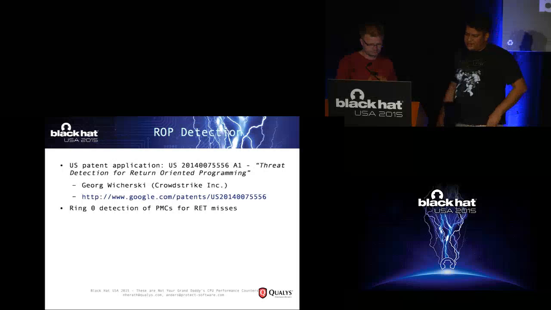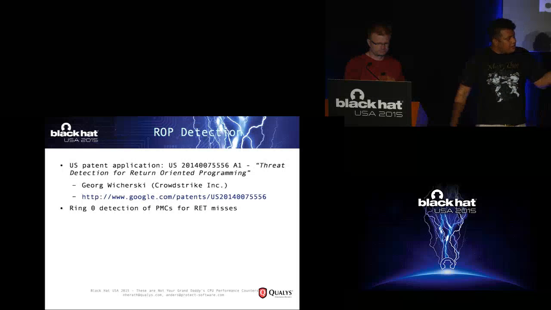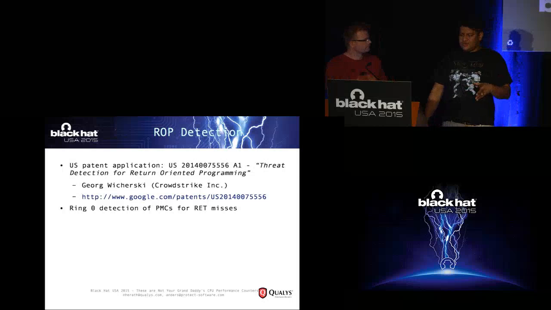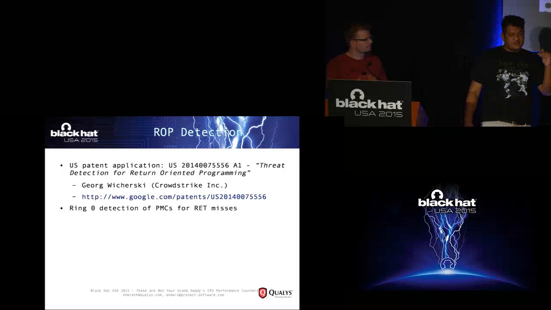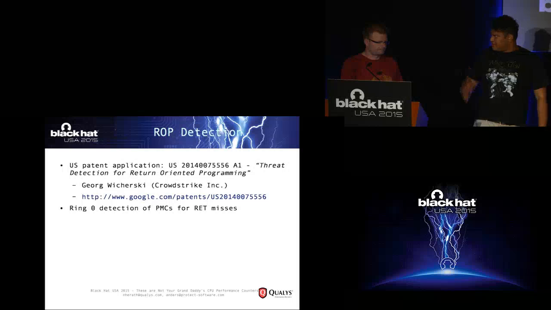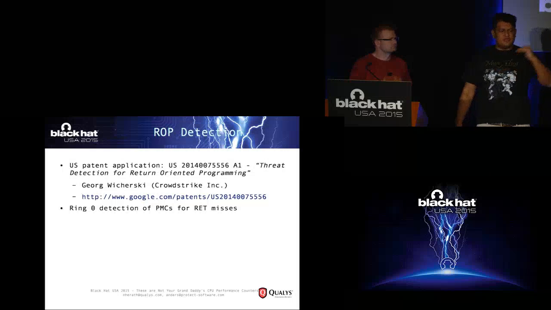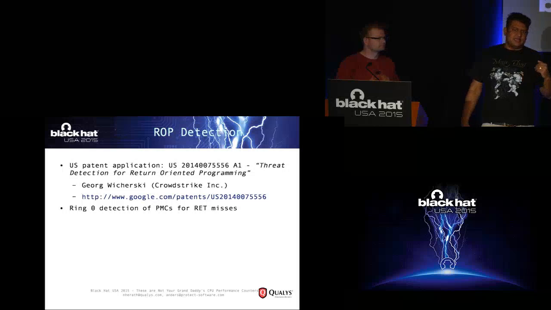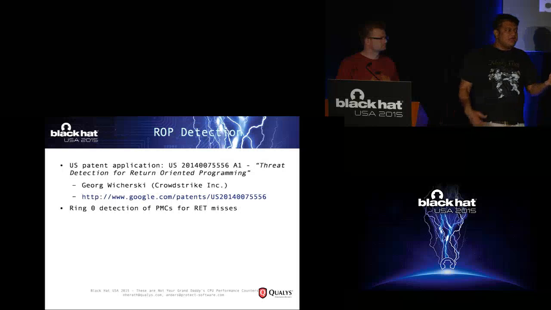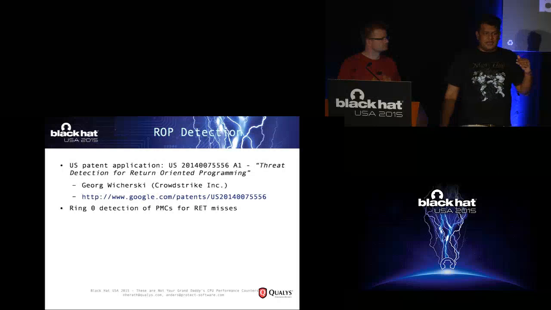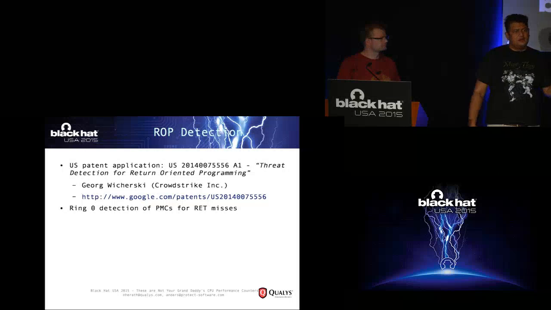And this one is an interesting one by Georg Wojcicki. This is a US patent from CrowdStrike. Basically what they're doing here for ROP detection is using the performance measuring counters from ring 0, and they're looking for the return misses that we were talking about. Return misses are basically when the return address is mispredicted by the CPU. In the case of something like ROP, you are likely to get return misses because the addresses that you're returning to in a ROP setting are not usual addresses that are returned to. They're basically different addresses of gadgets.